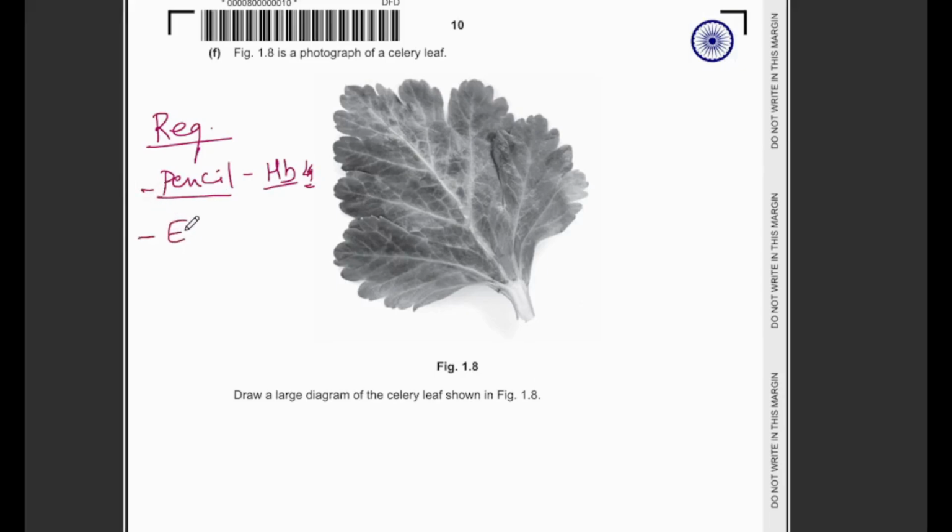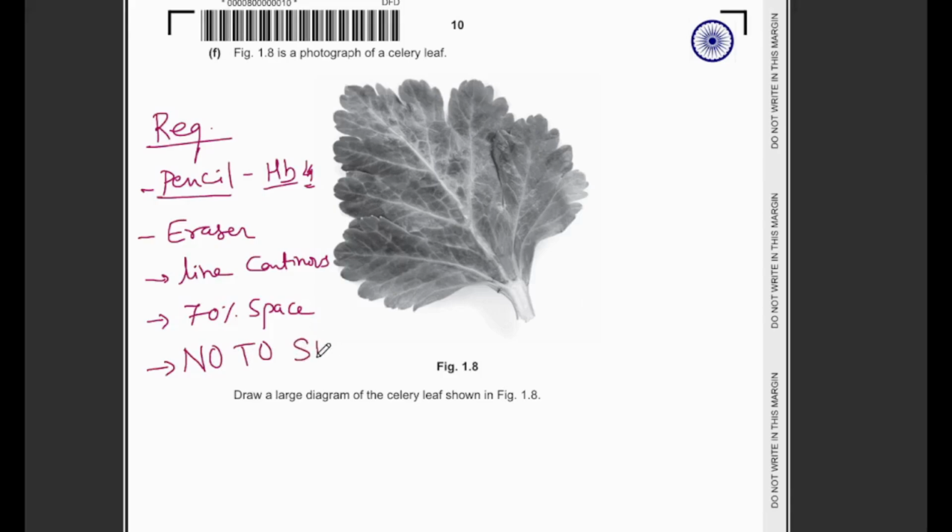Second one is eraser, and third one is a continuous line. Don't lift the pencil, it comes only with practice. So draw the diagram without lifting the pencil. So the line should be continuous and 70% space to be used while drawing the diagram. Use 70% of space, and no shading. Don't do shading, not at all advisable.